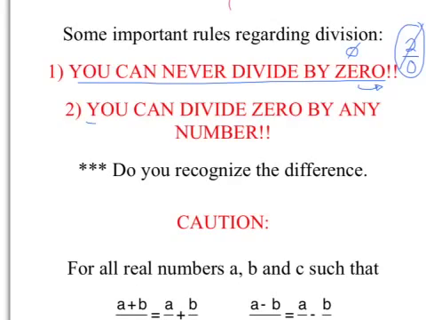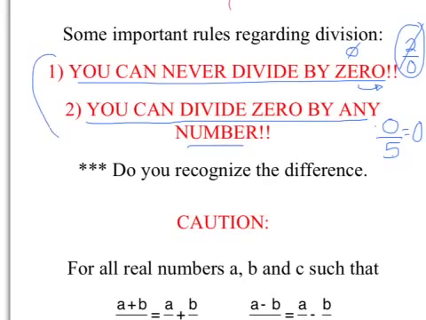However, you can divide 0 by any number. That would be something like 0 over 5, okay? 0 over 5 you are allowed to do because how many times does 5 go into 0? Well, it goes 0 times. These two rules are really important and kids forget them, so I really want you to pay attention to those when you get them. Make sure you recognize the difference.